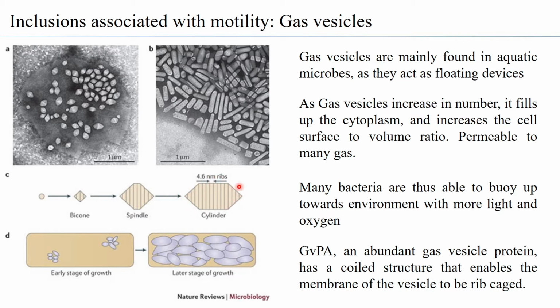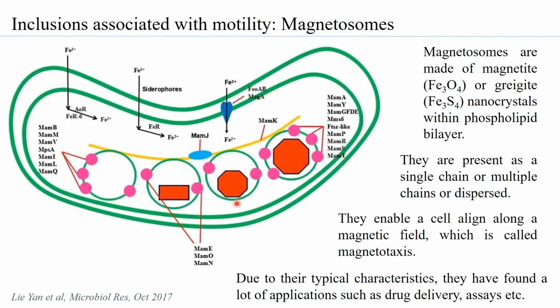This cylindrical shape of the gas vesicles is attributed to a special protein called GvpA. This protein itself has a coiled structure, and when these coiled structures come together, they form what is called a rib cage structure. So it's creating a mesh, and through this mesh the oxygen or the nitrogen or any other gas can permeate through. So that is how the structure of the gas vesicles is formed.